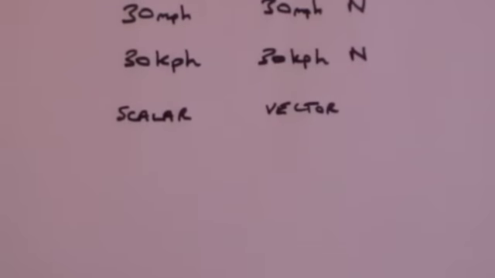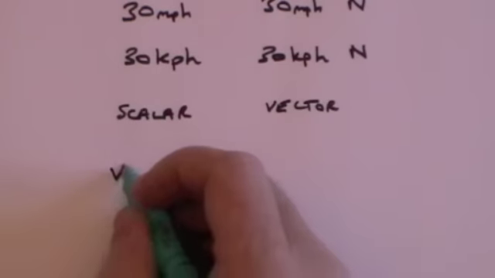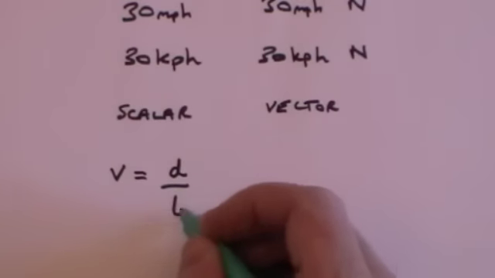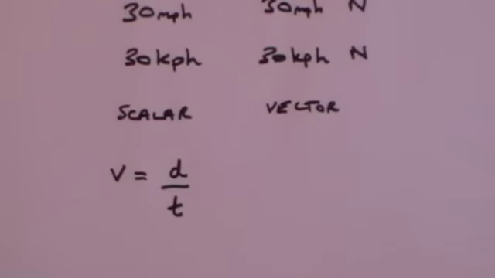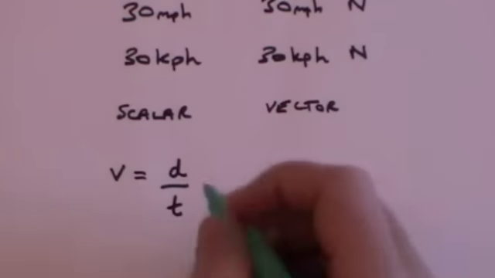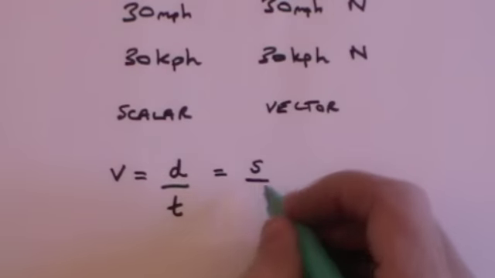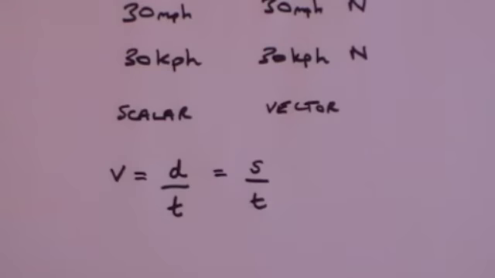So let's just think about the magnitude of velocity. What is velocity? Well, velocity is simply distance divided by time. 30 miles per hour is a distance, 30 miles, divided by the time, 1 hour. 30 miles in 1 hour is 30 miles an hour. As we shall see, we tend to use the letter S for distance. Don't ask me why. So in fact you would write this as S over t.